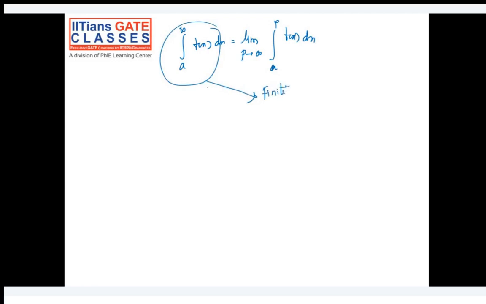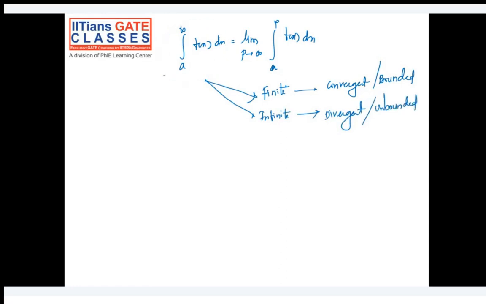Okay, either the value of this integration is finite or infinite. If the value of this integration is finite, we call this a convergent integral or bounded integral. And if it is infinite, then it's non-convergent, or let's say divergent or unbounded. Okay, so these are the two definitions of it.